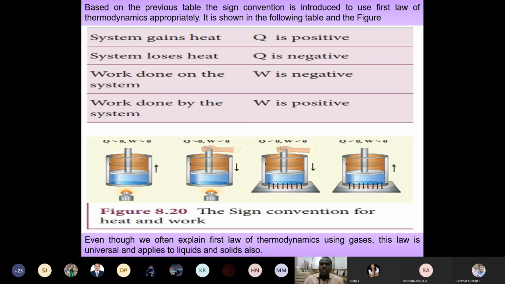So just go through this table and figures, then we can have an idea about the system: heat added to the system and heat rejected by the system, work done on the system and work done by the system.